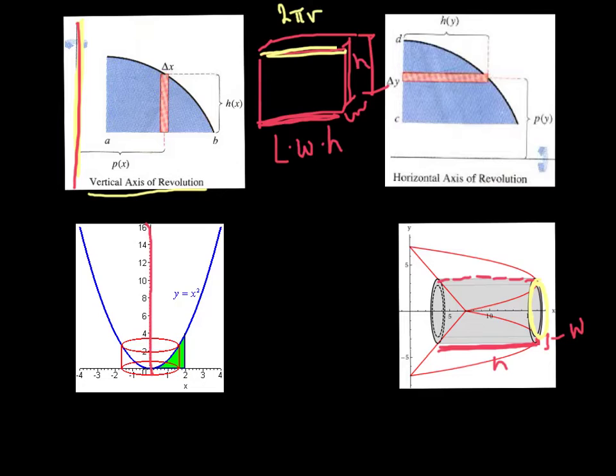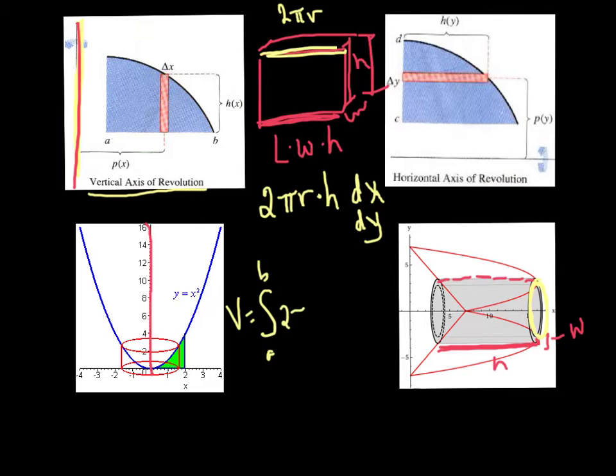So when I get my total volume here, I'm going to have 2 pi r, the length, times height, which would be the height of my cylinder, times my width, which is my thickness, my dx or my dy. So then to find the volume, I'm going to do the integral from a to b of 2 pi, radius, height, and then thickness, dx or dy. Now, the one thing that's a little different with the shell method is the radius, because here's what's going to happen.